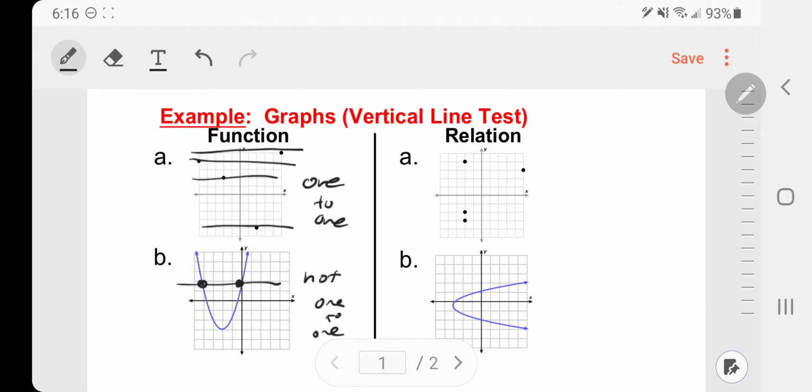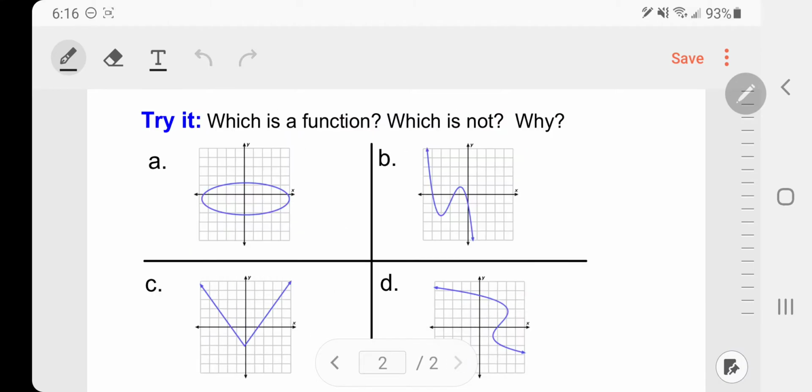All right, moving on. Let's take a look at a couple more examples. Okay, so which is a function, which is not. Looking at the first one, if I draw pretty much any vertical line there, it crosses at 2 points, so that is only a relation, not a function. Okay, B, if I use the vertical line test, no matter where I draw a vertical line, those are all only going to cross the graph one time each. So that one is a function.